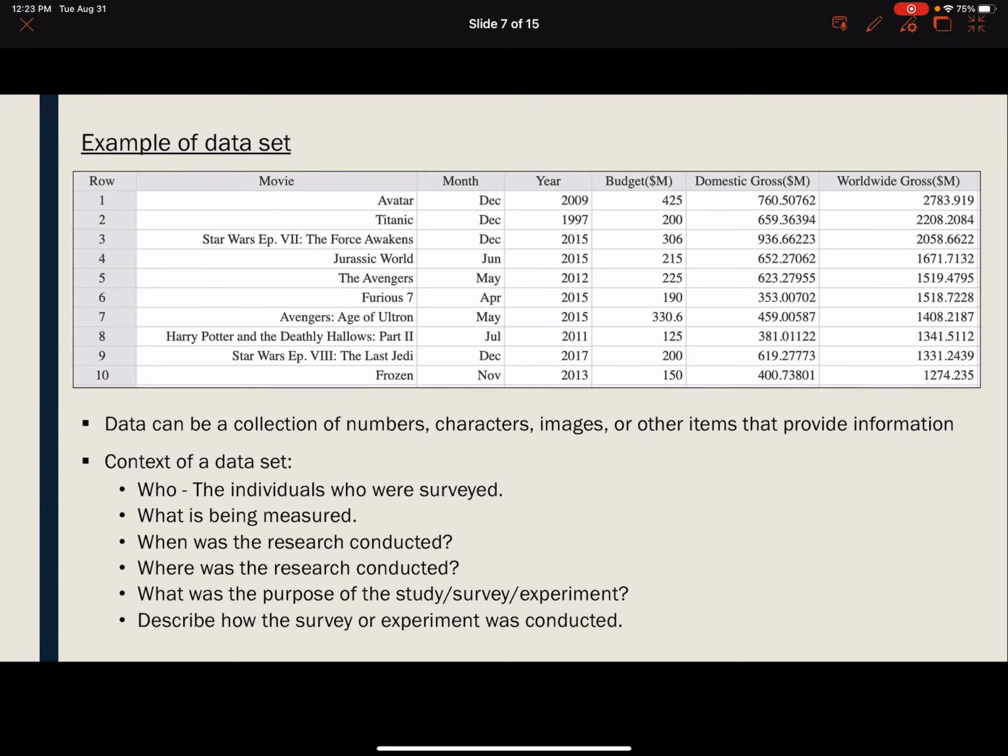Hi everyone. In this video, we're going to talk about data. We're going to talk about the context of data and then also how to classify variables.